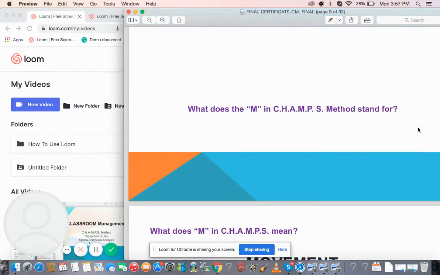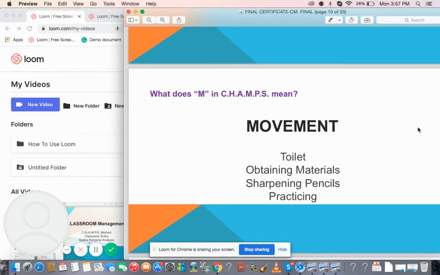Then we have movement. So also, especially when you're teaching young learners, some of them would like to go to the toilet. Even when you're teaching high school or teenagers, they want to go to the toilet. They want to sharpen their pencil, their coloring materials. They want to draw something, and they want to practice if they're doing role play or drama for a more matured learner.